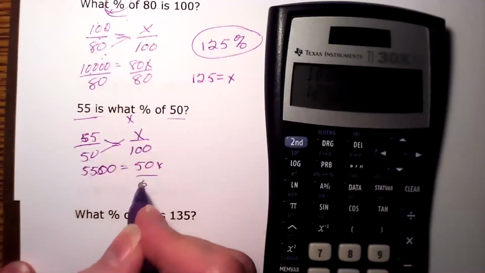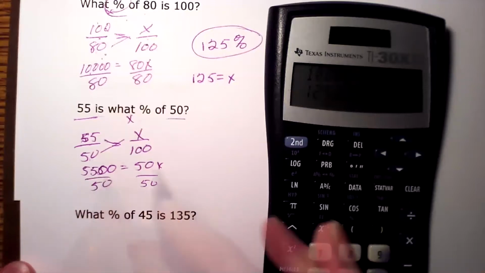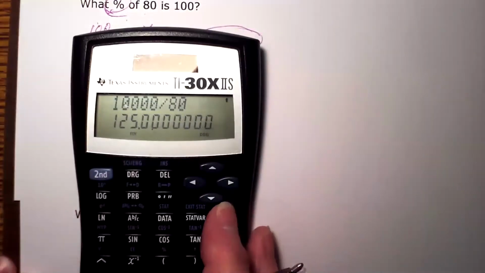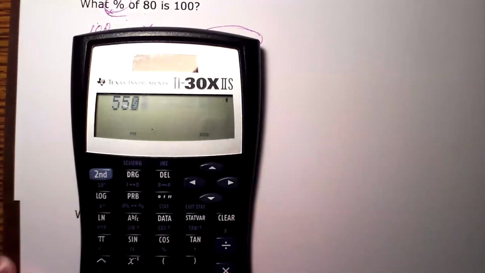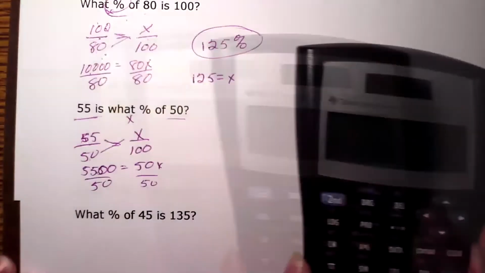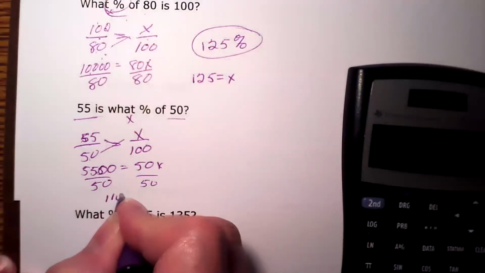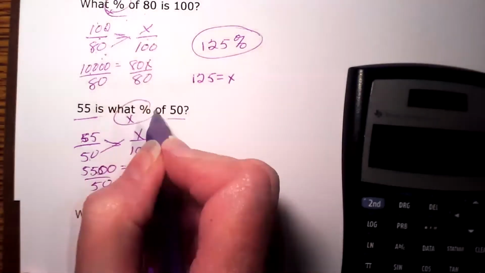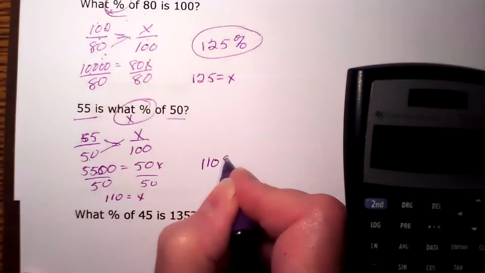Then I divide both sides by 50. So I have 5,500 divided by 50 equals 110. Again, we're looking for percent, so it's 110%.